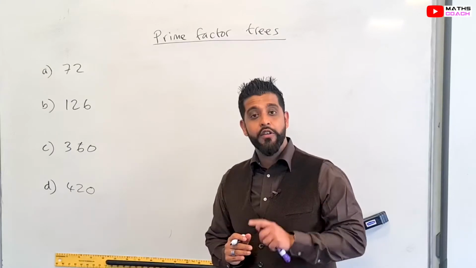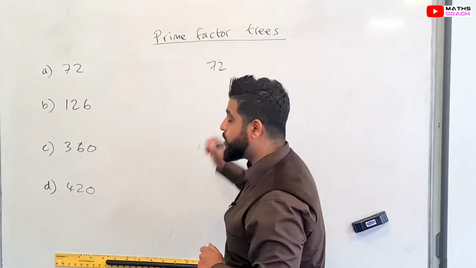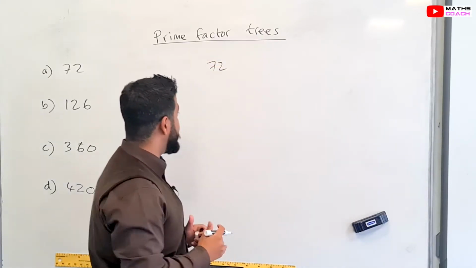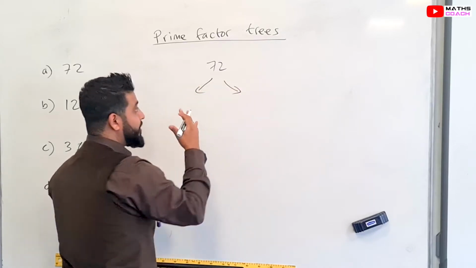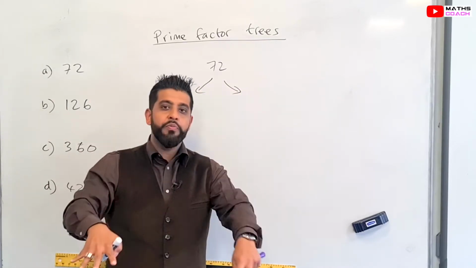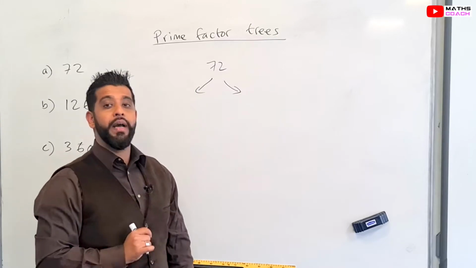So let's have a look at our first one, 72. We'll write 72 as a product of its prime factors. Now, we will write 72 at the top and like a tree we'll branch down, dividing only by prime numbers.